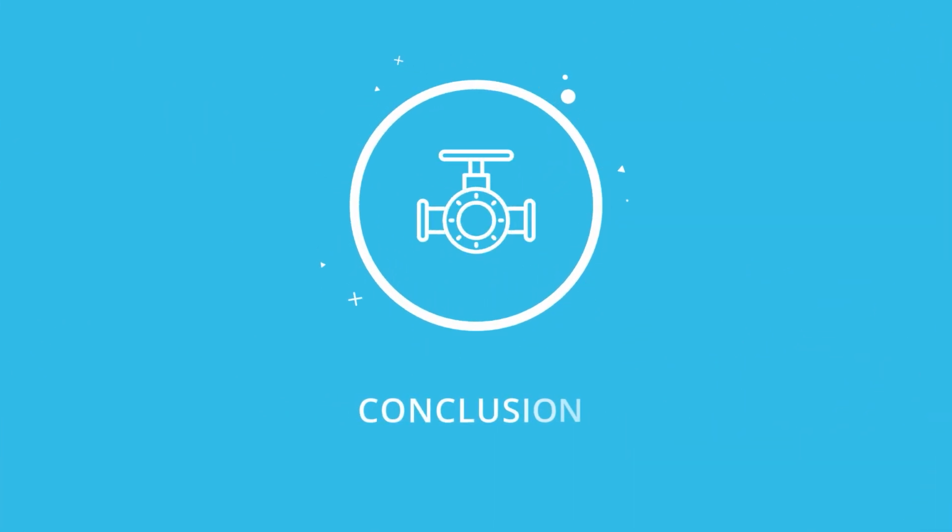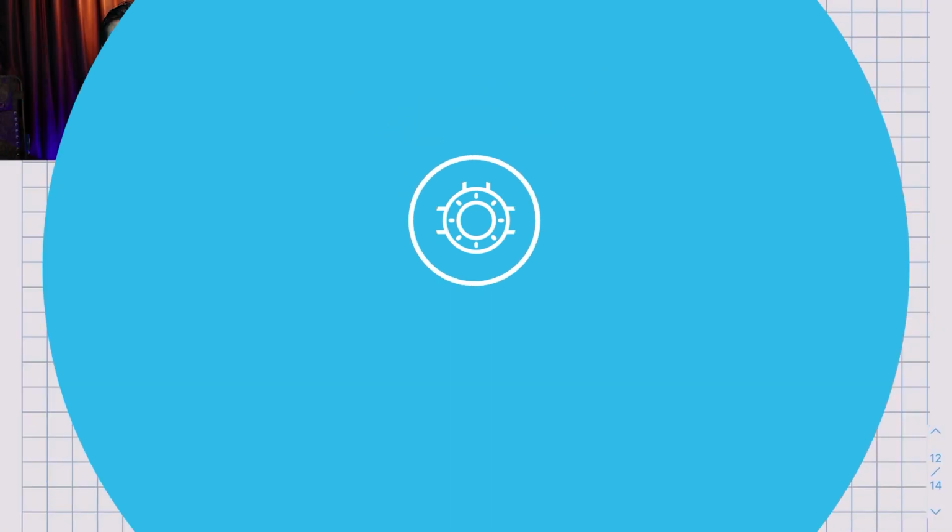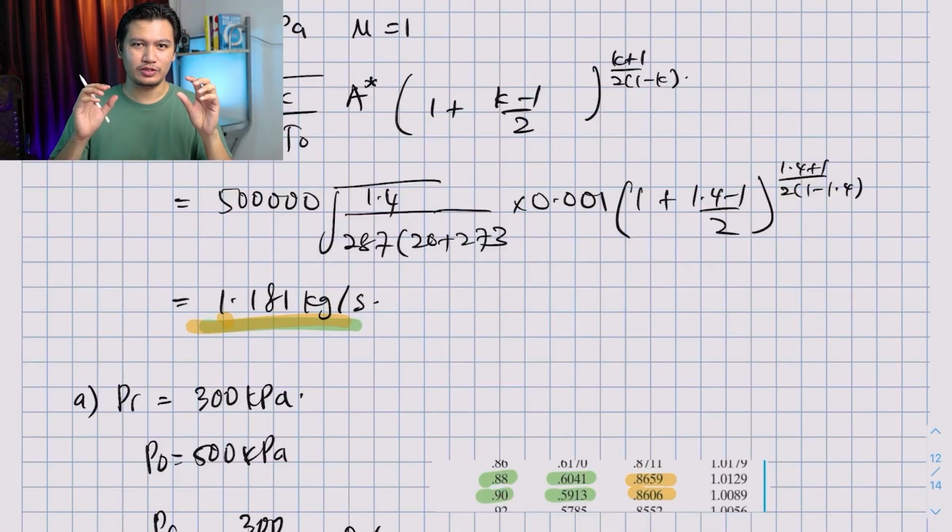Let's compare that with what we had before using the equation, and exactly, 1.181 kilograms per second. So the result is exactly similar whether you use the equation or you use the table, because essentially when they developed this table, they used the same equation. Just plug in the k and also the Mach number.